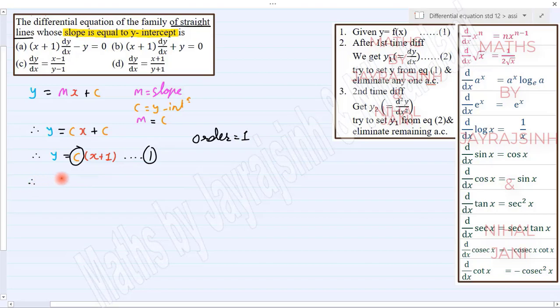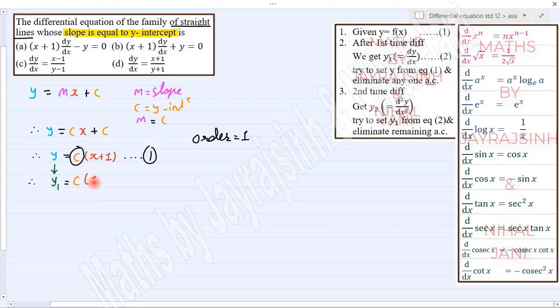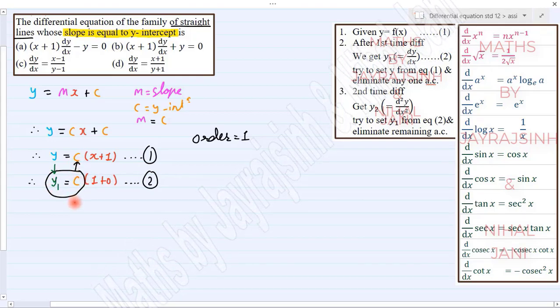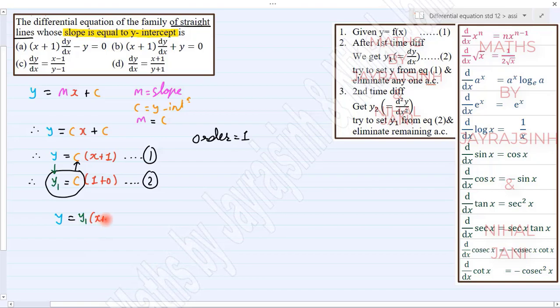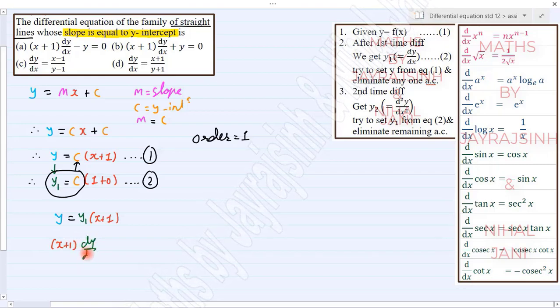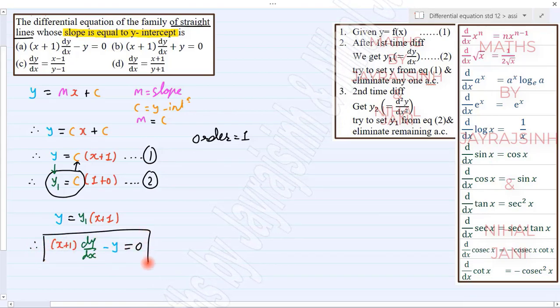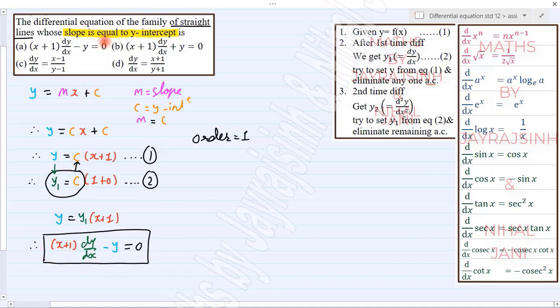Okay, so let's differentiate our equation with respect to x. So y will become y1 is equal to c will be as it is, differentiation of x will be 1 and differentiation of 1 will be 0. So here we get our equation number 2. Now to eliminate c, let's substitute the value of c in equation number 1. So we will get y is equal to y1 into (x plus 1), or we can say (x plus 1) into y1, which is dy by dx, minus y is equal to 0, is your required differential equation, which is given in option A.